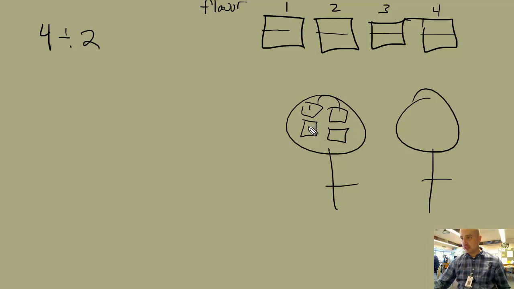This person's going to get 1 from flavor 1, 1 from flavor 2, 1 from flavor 3, and 1 from flavor 4. When I say 1, I mean each person is going to get 1 of these. So this one, the half. Okay, so this one's a half, and that's a half, and that's a half, and that's a half, right?